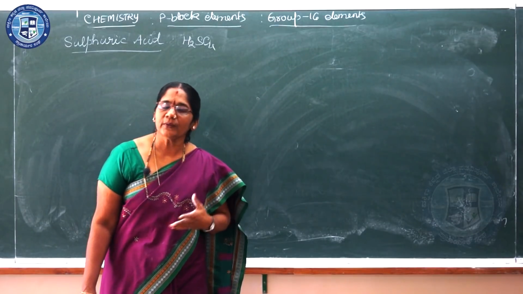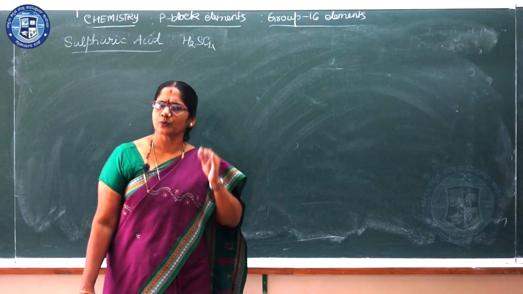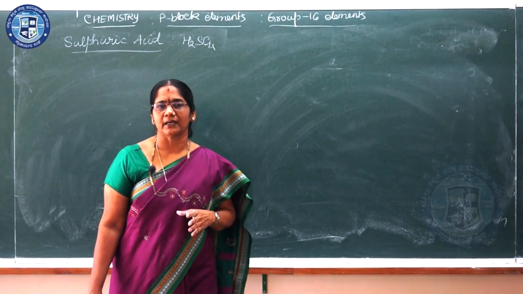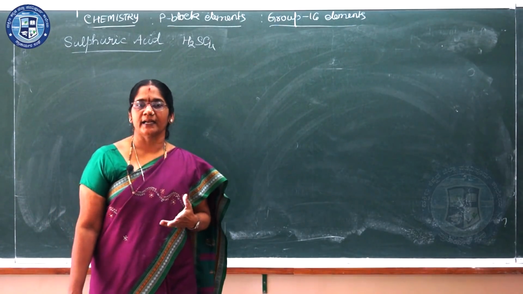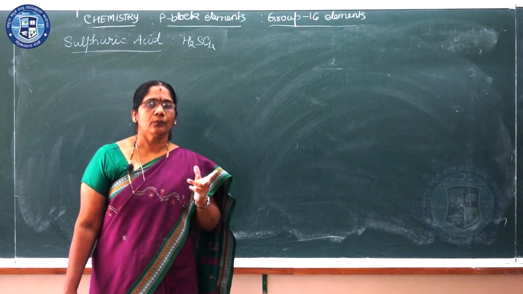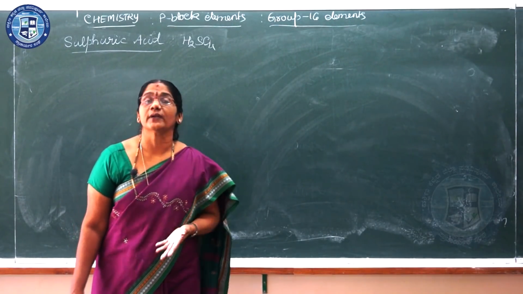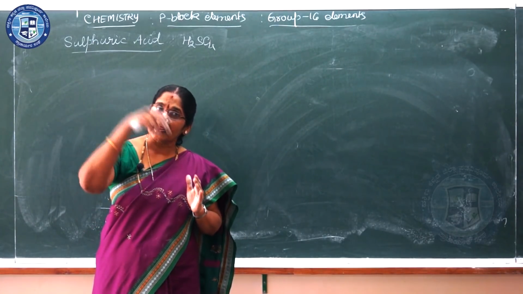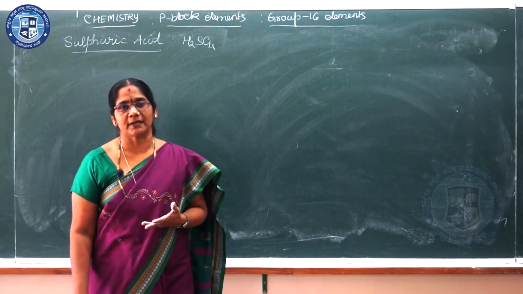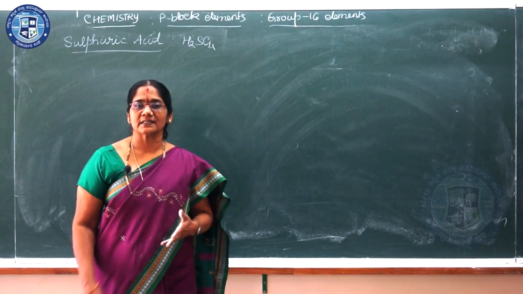While dealing with concentrated sulfuric acid, we have to be very, very careful in the laboratory, because when we dilute it, or when water is added to sulfuric acid or sulfuric acid to water, a lot of heat is given out. So if you take sulfuric acid and add water for dilution, there are more chances that the acid will splash outside causing damage.